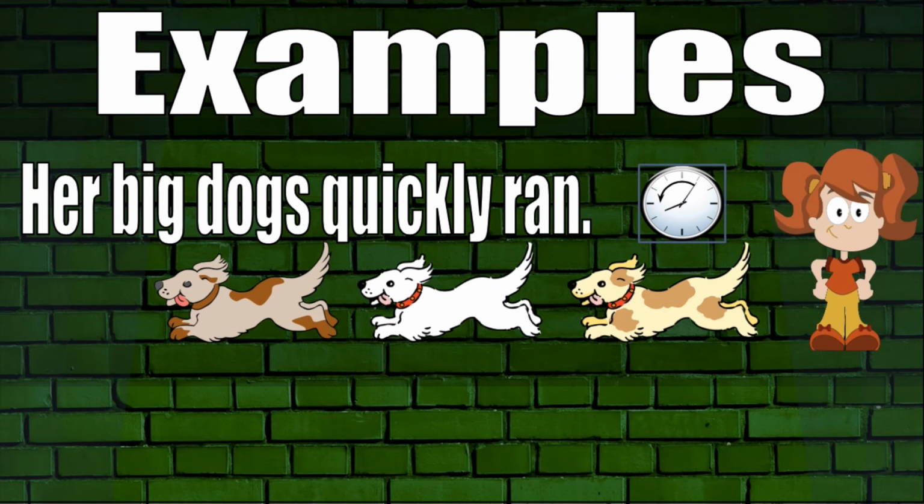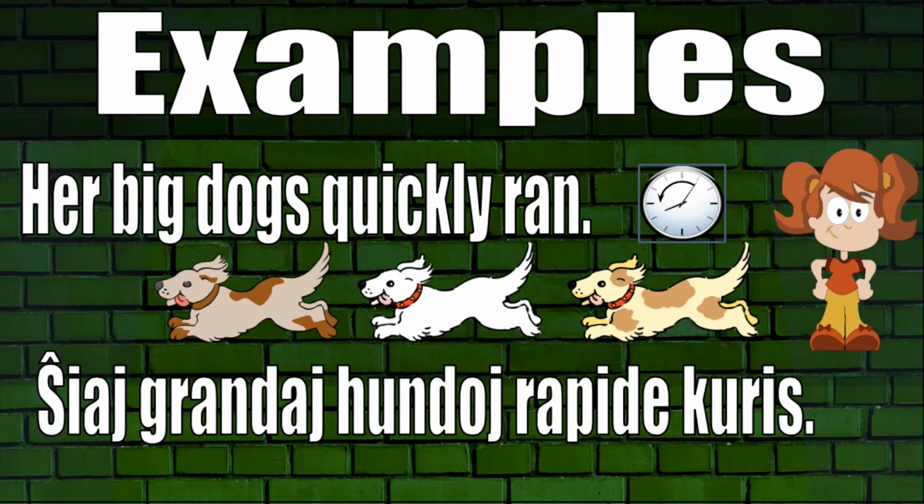Now let's combine your knowledge of personal possessive pronouns, adverbs, adjectives, and the past tense. How do you translate "her big dogs quickly ran" into Esperanto? Ŝiaj grandaj hundoj rapide kuris.